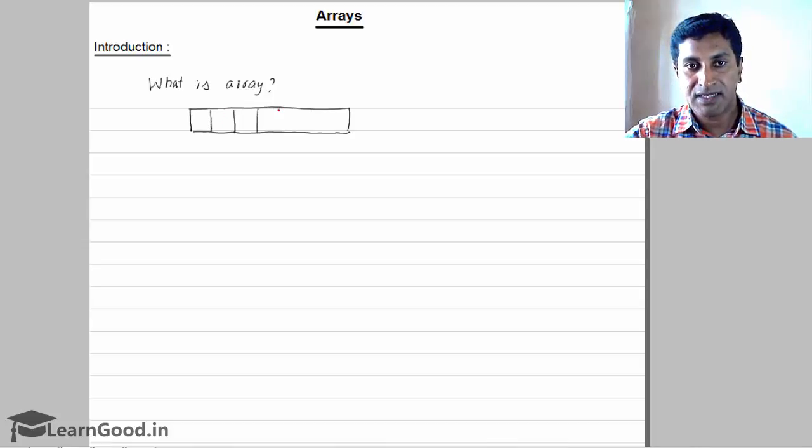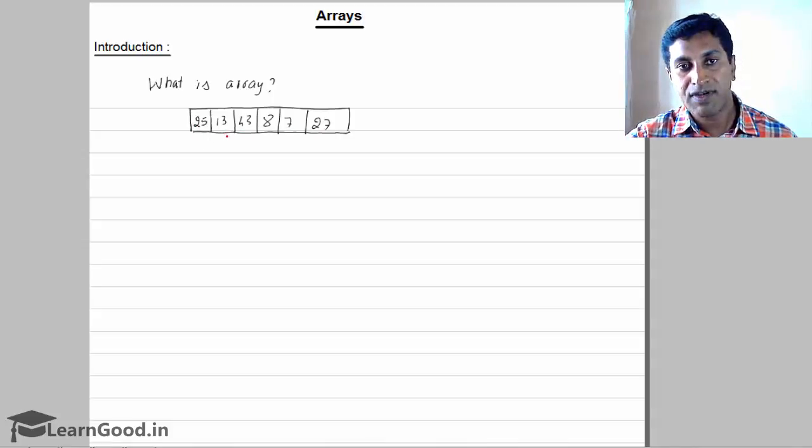Now, let's take 6 as a fixed size, and in these 6 locations you're going to store the data sequentially, like maybe 25, 13, 43, 8, 7, 27. All this data that is stored is of type integer, stored sequentially in a continuous memory location. So it may be an integer array.